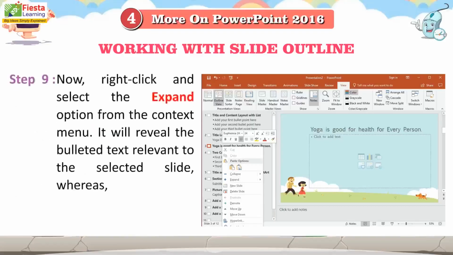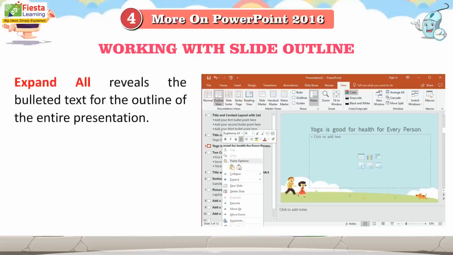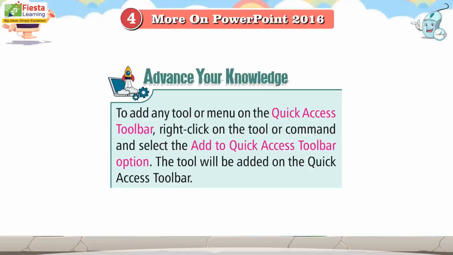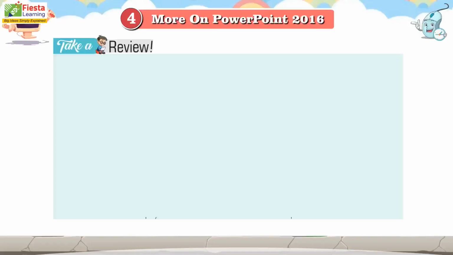Step 9. Now, right-click and select the Expand option from the context menu. It will reveal the bulleted text relevant to the selected slide, whereas Expand all reveals the bulleted text for the outline of the entire presentation. Advance your knowledge. To add any tool or menu on the Quick Access toolbar, right-click on the tool or command and select the Add to Quick Access toolbar option. The tool will be added on the Quick Access toolbar.